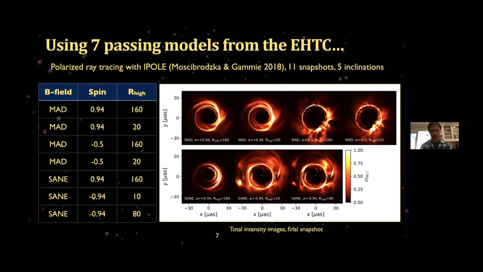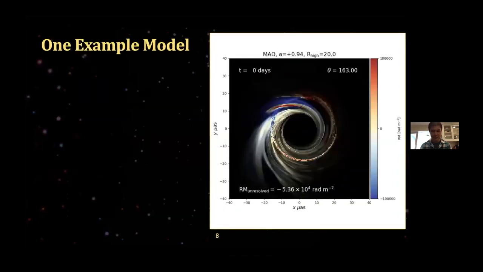I use the code IPOLE, Mościbrodzka and Gammie 2018, to do this ray tracing. I look at 11 snapshots typically, although I'll show you one with higher time resolution later as well, in order to get a handle on the time variability, as well as 5 different inclinations to see how that matters. And I also, of course, look as a function of wavelength in order to get that wavelength dependence. So let's start off with this one. This is one of the simpler ones.